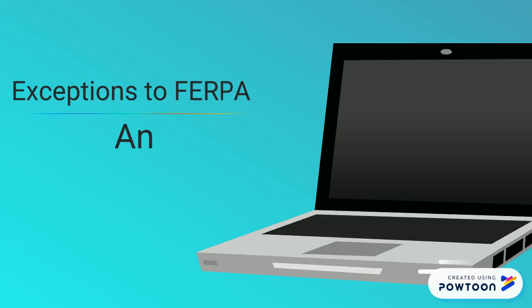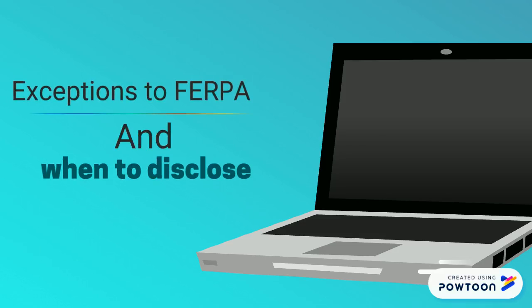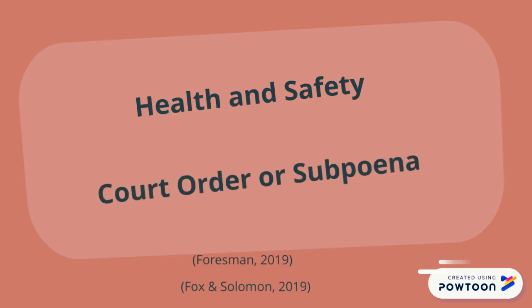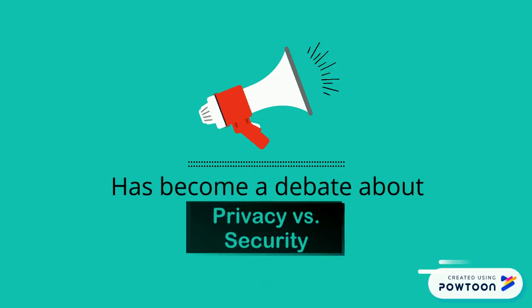Even with the laws and regulations for FERPA, there are still exceptions of when schools can disclose without permission. For example, if there is a health risk or a safety risk to the school, schools do not need to have permission, or if they are given a court order or subpoena. There has become a debate about what is privacy versus security.